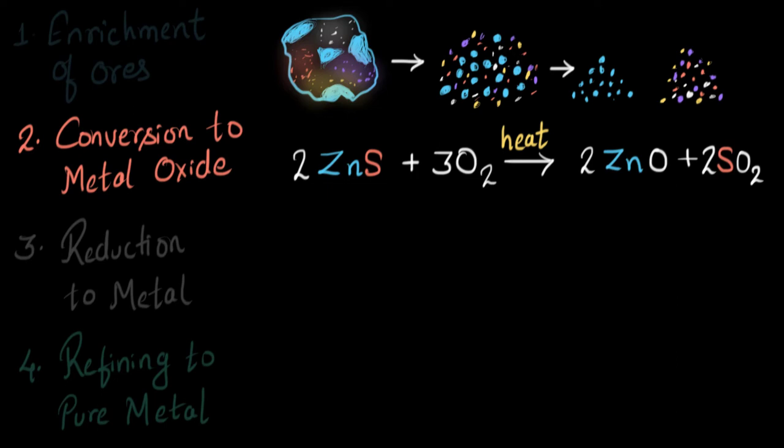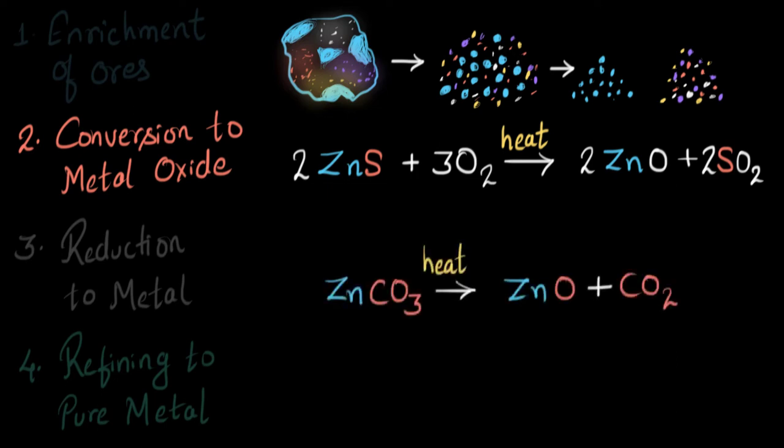Whereas if we had zinc carbonate, then we will heat this in limited supply of oxygen. And that's how a carbonate converts to oxide. So the thing to remember here is that the compound that we got after enrichment of ore, if that is a sulfide, then we need to heat it in the presence of oxygen. And that's how it will get converted to oxide. And this makes total sense. If we need to remove sulfur and add oxygen, we will have to react this with oxygen, right?